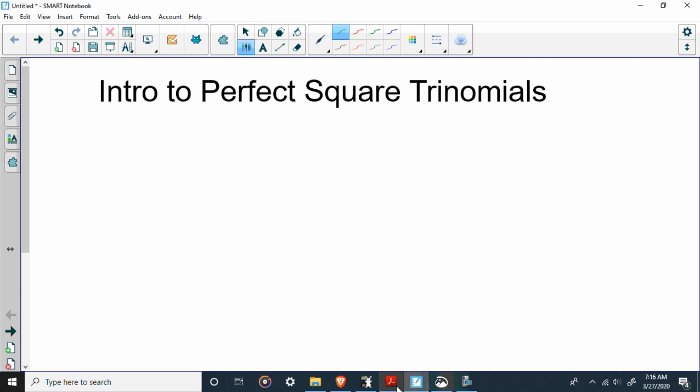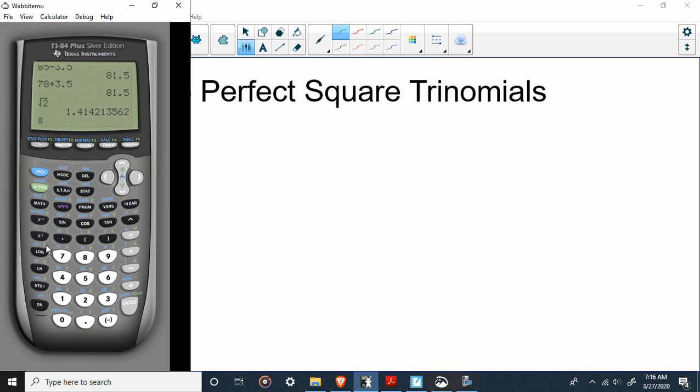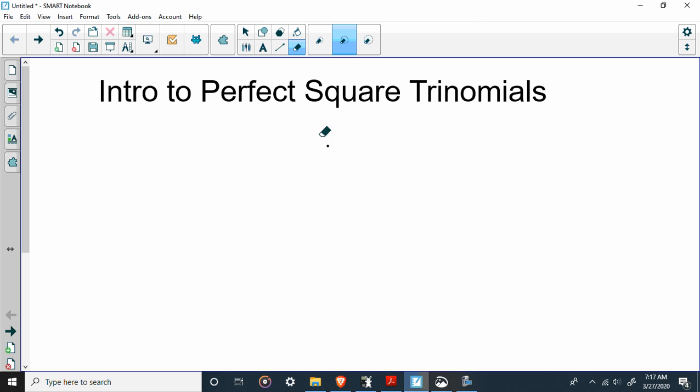If not, the square root button on a calculator is this little symbol right here. It might be a little bit easier to find in your calculator. So the square root of 16 is 4. Good. Okay. Now a little bit trickier part.